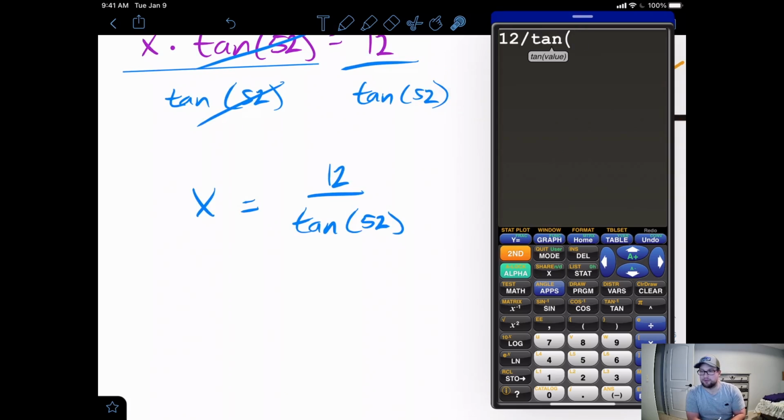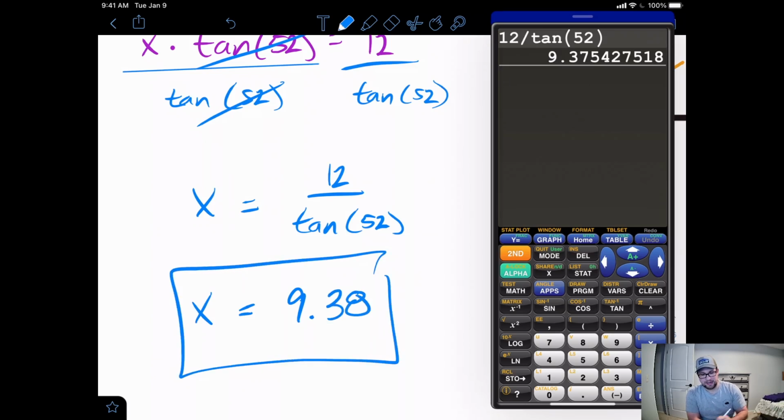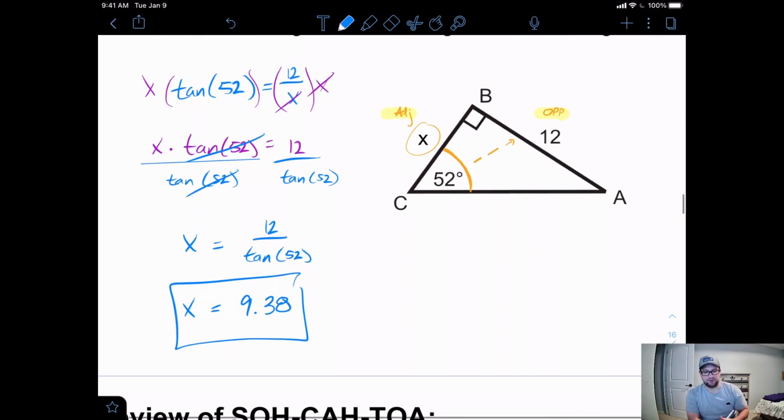You can see that button right above the right parenthesis, and now I need to enter in my angle. And when I do that, I find out that x is equal to 9.38 at this point. And really, that answer should always make sense to us. Now 52 is obviously bigger, so hold on.